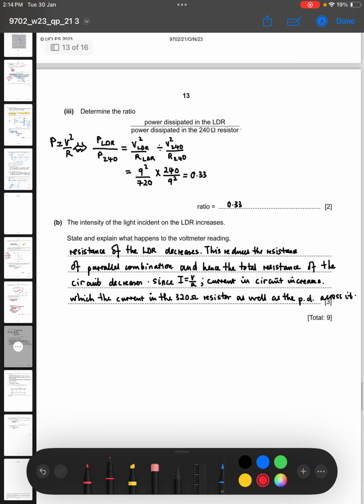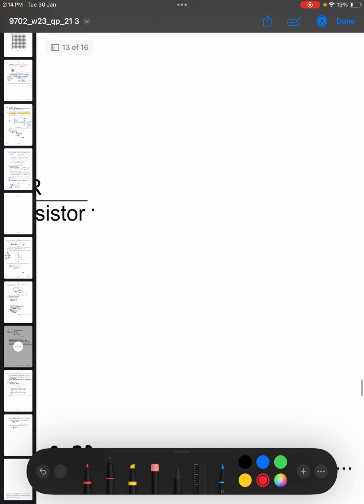Okay, so the next question asks now for the ratio. Determine the ratio of power dissipated in the LDR over power dissipated in the 240 ohm resistor. Now, there are two possible ways of doing this. You need to know the current. You could use the ratio of currents.